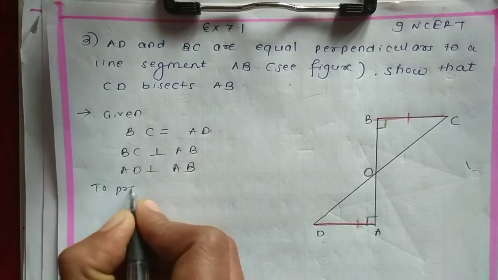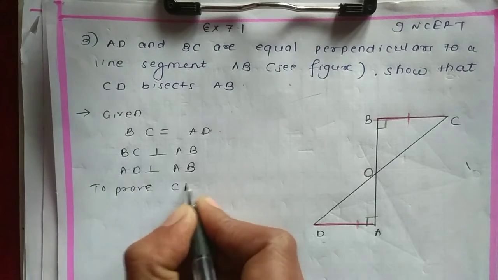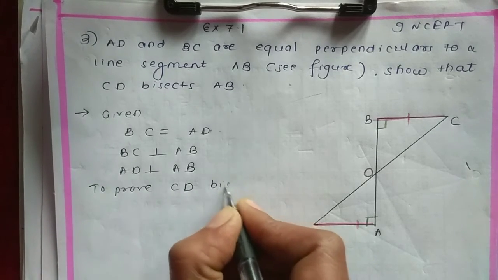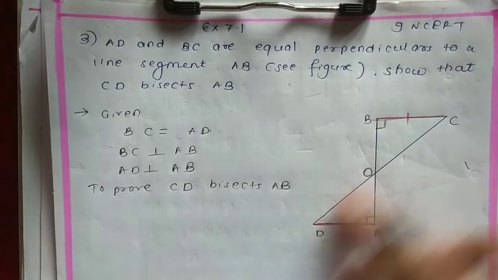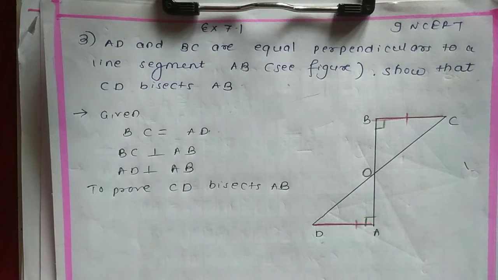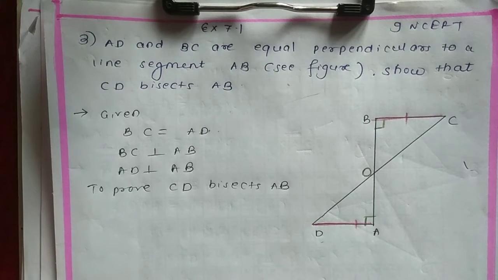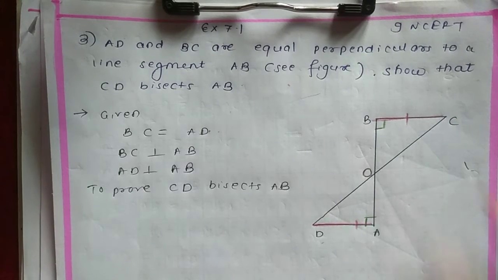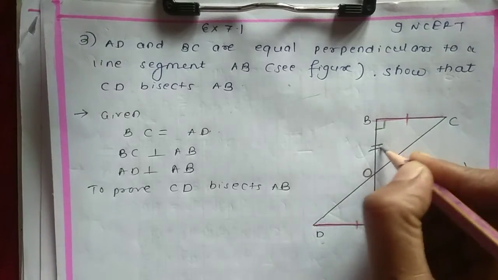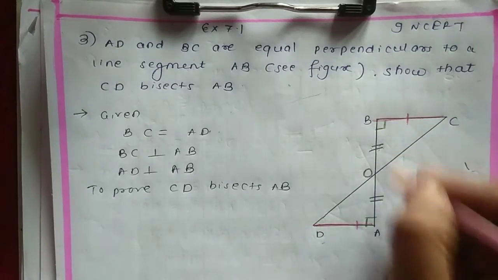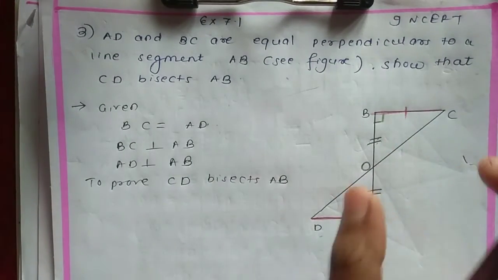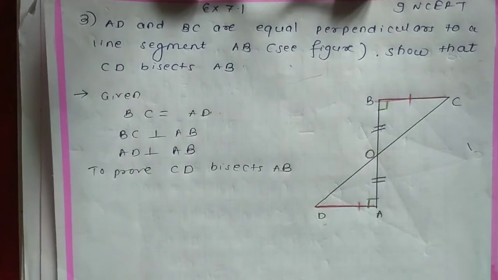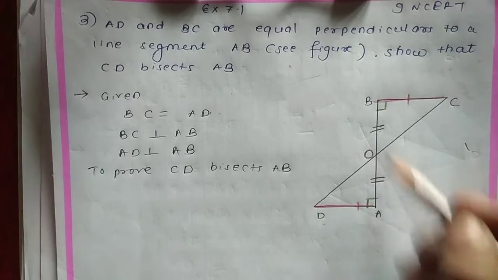What we have to prove? We have to prove CD bisects AB. So CD is a line segment which will bisect AB. It means what? What we have to show here? We have to show that OA and OB are equal. So these two sides we have to show equal. I have written this, marked this with pencil. Still we have not shown it. For our understanding, I have marked.